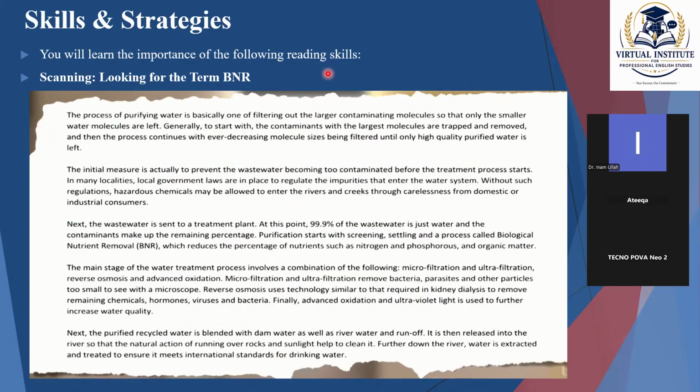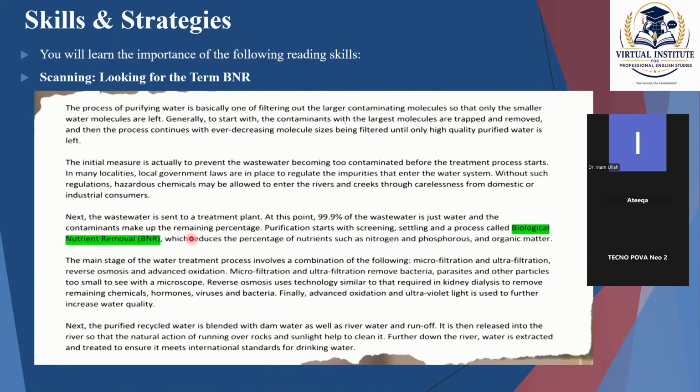Scan it. Third paragraph, yes. Abdul Hamid, can you tell me where is BNR? Biological nutrients removal. Exactly. It's here in this paragraph, right? In the third paragraph. So this is how you scan and this is how you skim, right?